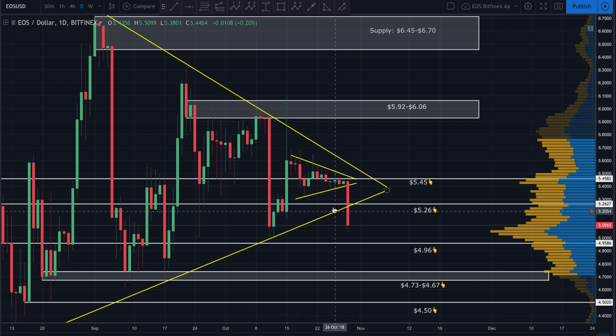And I do expect, if this does break down, if we do break below this microstructure right down here, or this 4.96 support, if we do break below that, I think it's very, very likely we're going to at least come down here and test this. And at that point, we'll see whether or not this would be a bear trap. Price comes down, hits this zone, we get a nice explosion right back up.